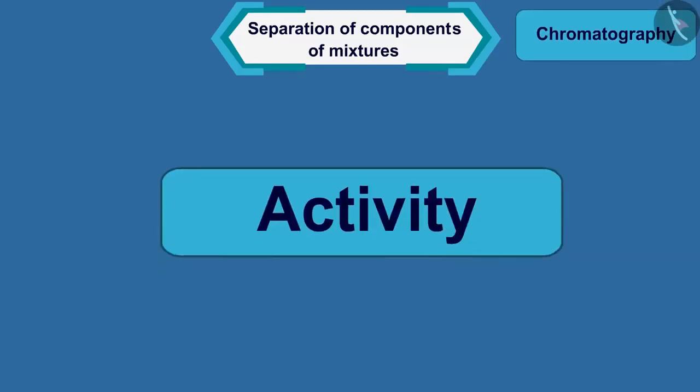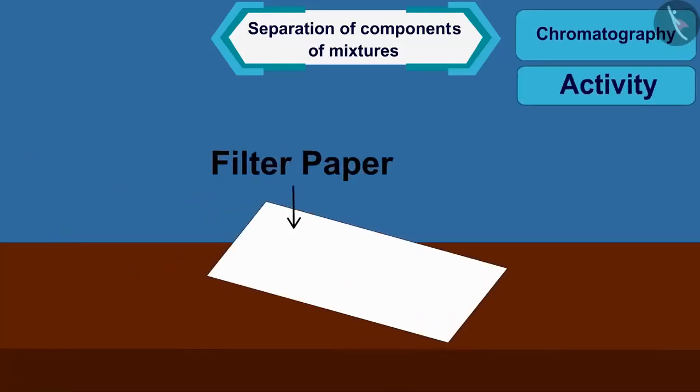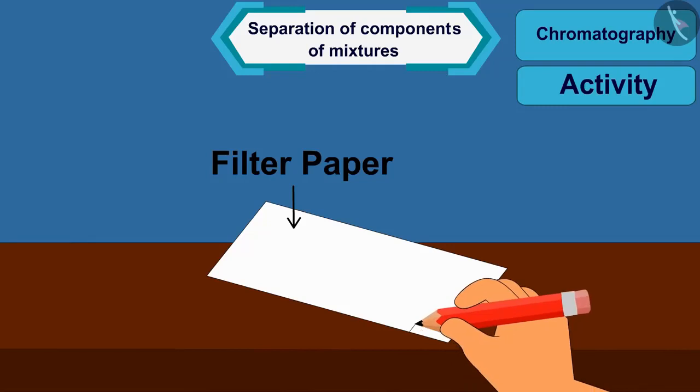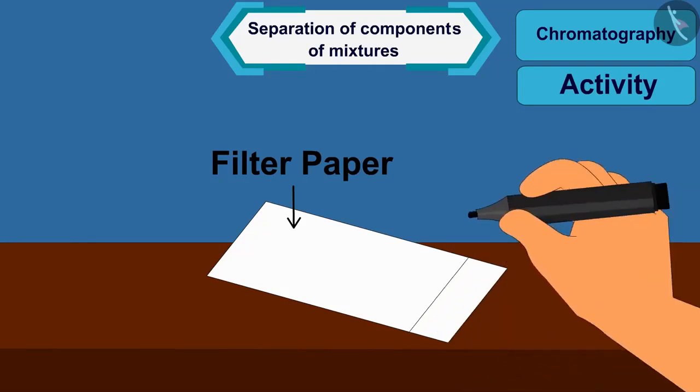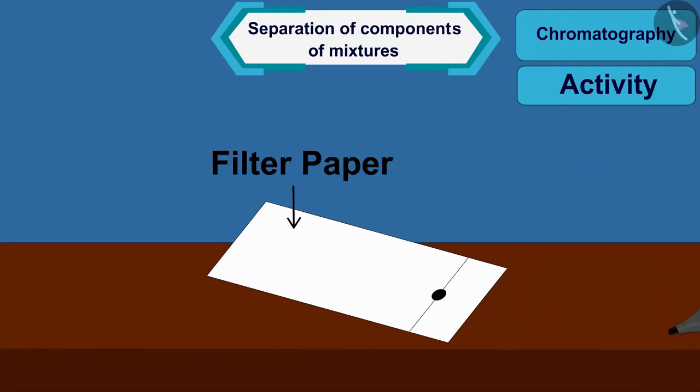Let us understand this by an activity. Take a thin layer of filter paper. Draw a line with a pencil 3 cm above its bottom edge. Now, place a drop of water-soluble ink in the center of the line with the help of a sketch pen. Allow this drop to dry.